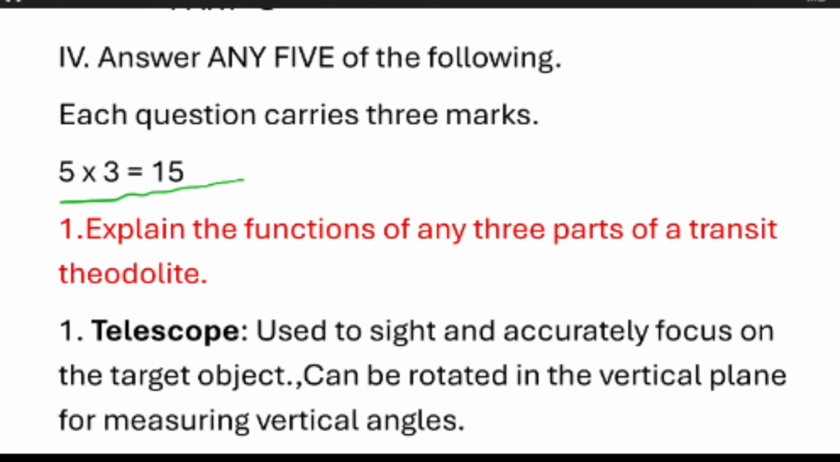The first question, explain the function of any three parts of a transit theodolite. Okay. So in that, the first part is the telescope. So what is the use of the telescope? We can use this telescope to target the object. And also when you rotate it in the vertical plane, we can measure the vertical angles.